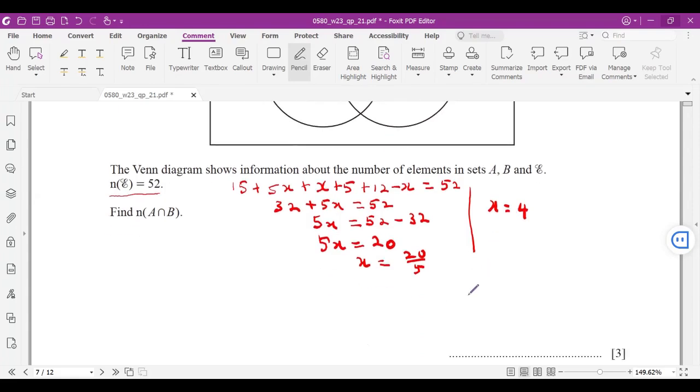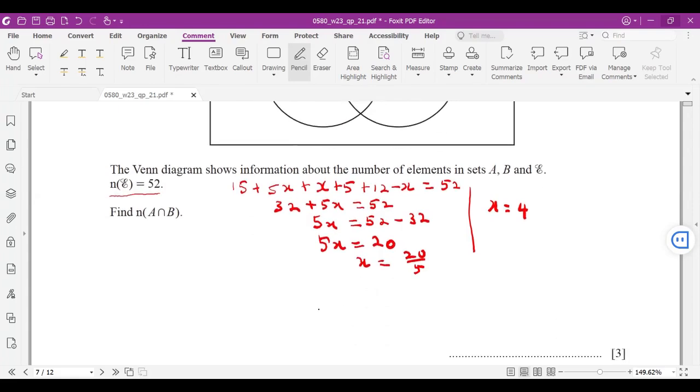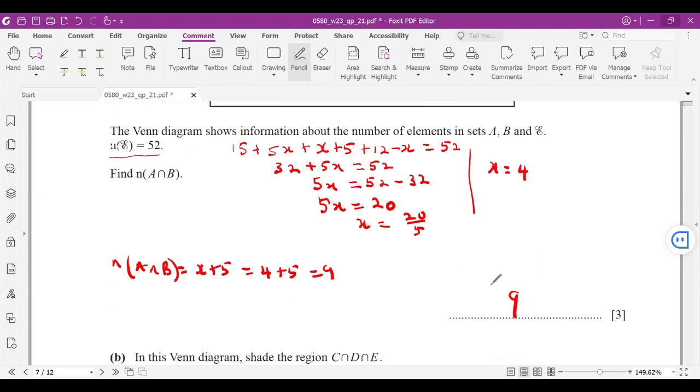Now, if x is 4, we look at the intersection, we have x plus 5. So we check the number of elements in A intersection B is x plus 5, which will give us 4 plus 5, and that is 9. So we go to the answer space and we put 9 there. So proceed.